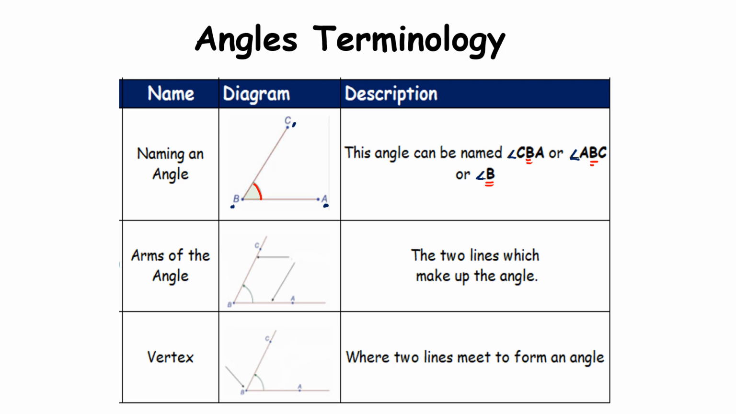So the arms of the angle are the 2 lines which make up the angle, and the vertex is where they meet. It's that point. So the plural of vertex is vertices. So if we were to move into shapes and talk about a triangle, instead of saying 3 points, we might call them 3 vertices.